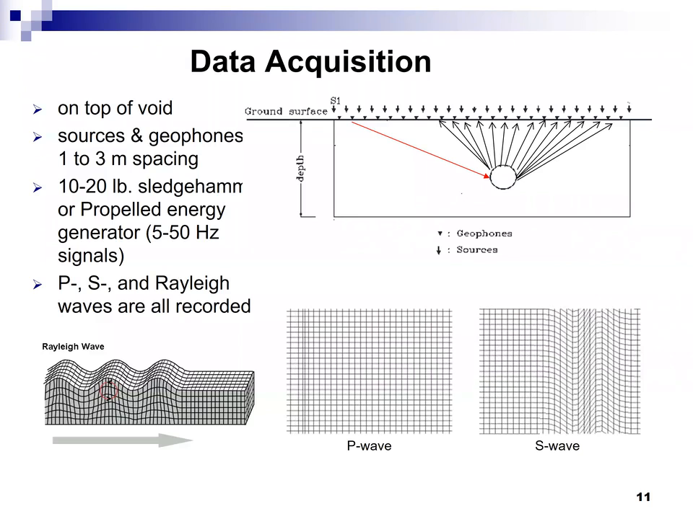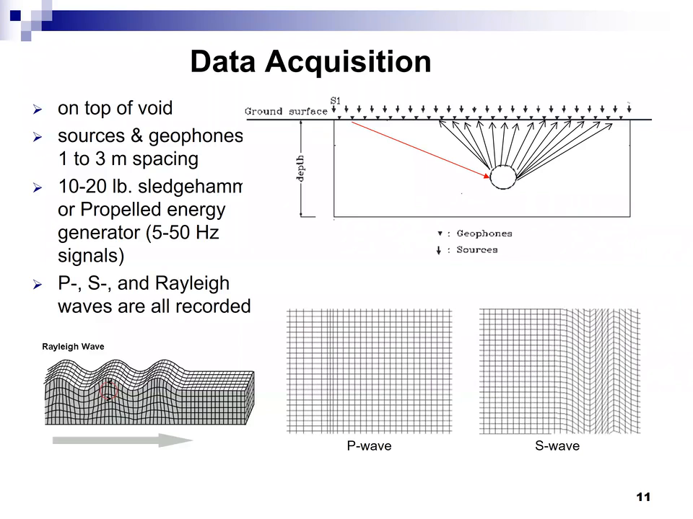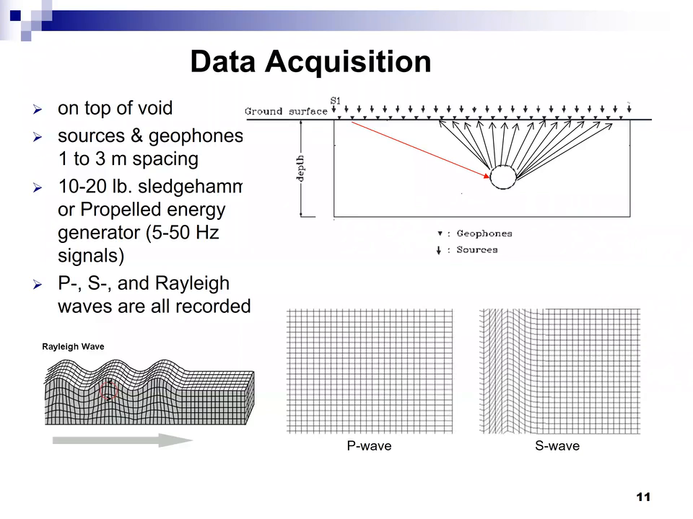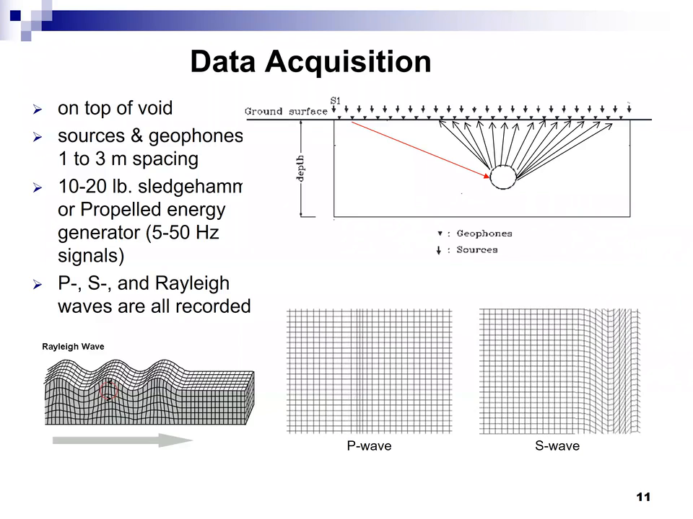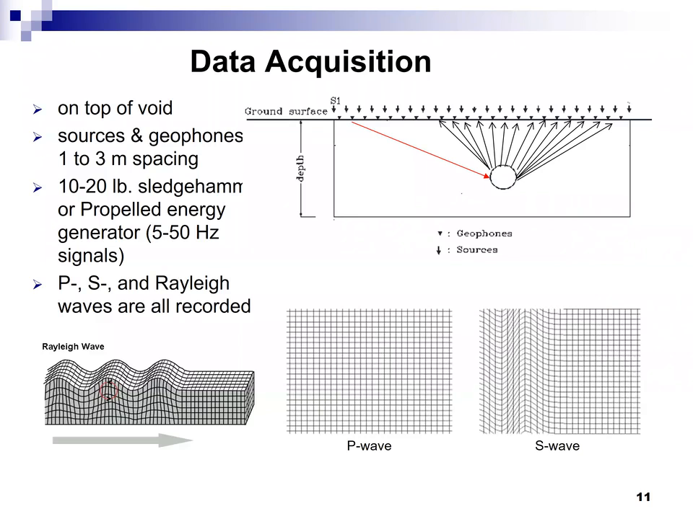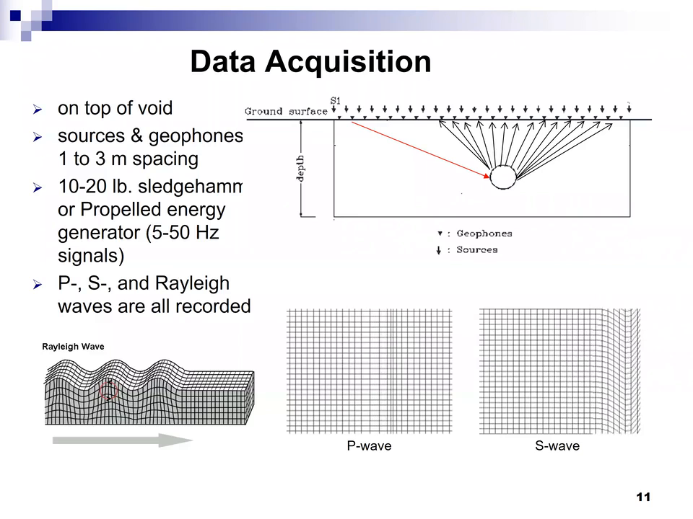For the data acquisition, we need to put the geophone and active source on the ground surface on top of the void. That is the main limitation of the 2D method. So we need to run a line here, and so on to cover the whole area, line by line. Later we'll talk about 3D, where we can put the 2D grid of sensors on top. And we put the geophone and source at 1 to 3 meter spacing.